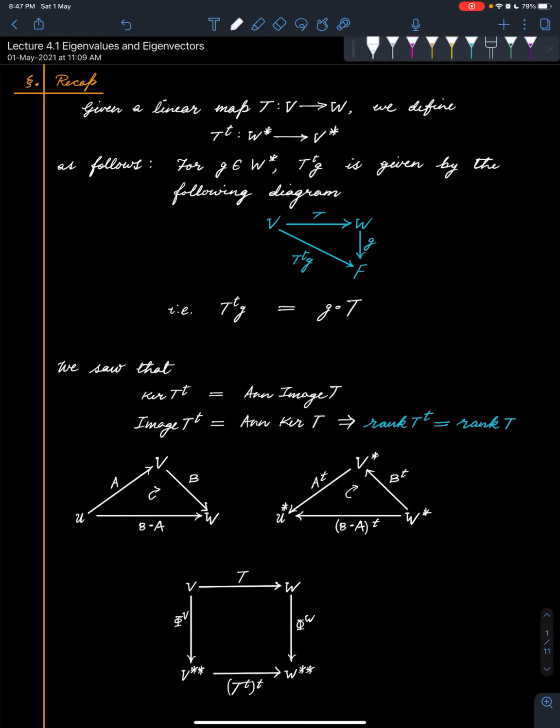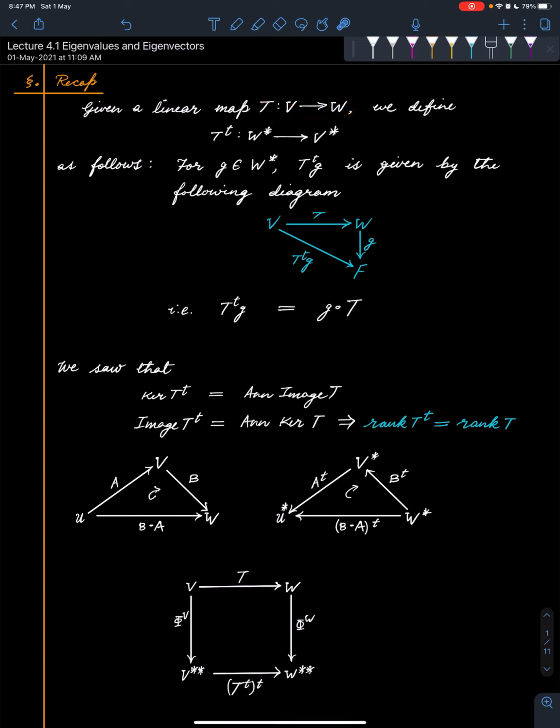Welcome to this lecture of the ongoing series of lectures in linear algebra. Today we'll be starting a new module, and let us briefly recall what we did the last time. Last time we defined the notion of the transpose of a linear map. Suppose we have a linear map from a vector space V to W.